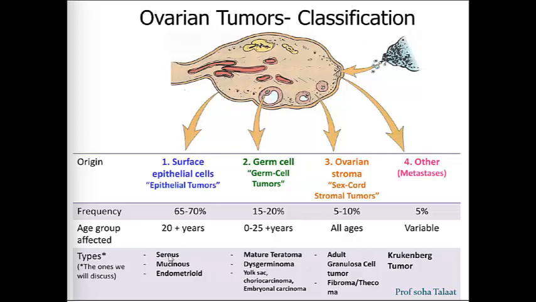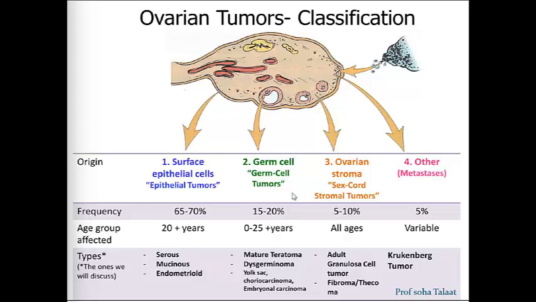The types: serous, mucinous, endometrioid, and we have also the Brenner tumor and the clear cell. All these are the surface epithelial tumors. The most common are the serous and mucinous, with a spectrum from benignity to malignancy. We have benign, borderline, and malignant.